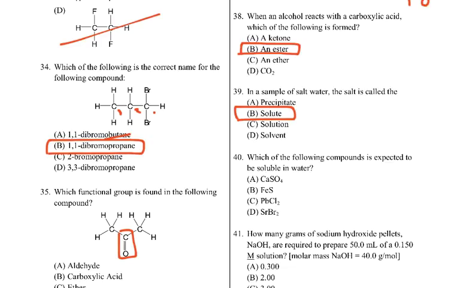Which of the following is expected to be soluble? Okay, soluble. So sulfates are soluble except for calcium, barium, strontium. Sulfides are hardly ever soluble. Chlorides, bromides, and iodides are usually soluble except for silver, lead, and mercurous. So it's going to be answer D, strontium bromide, and you're just going to have to use the solubility rules given on the test.